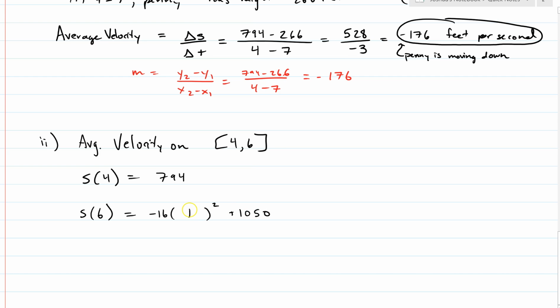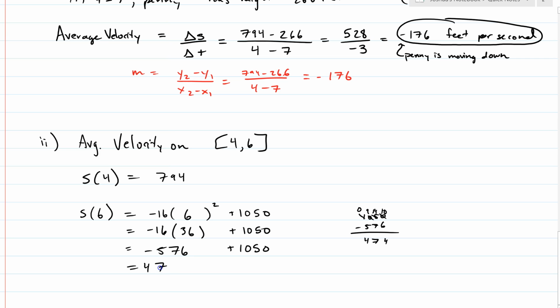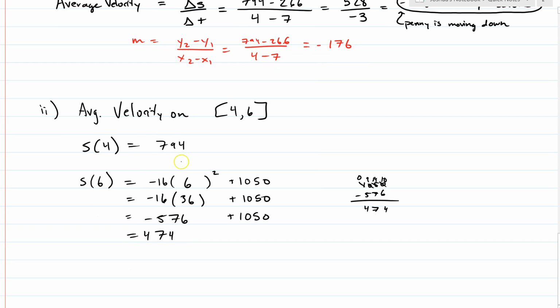So this is our position function, negative 16t squared plus 1050. So we plug in the 6. Let's replace t with 6. And this is negative 16 times 36 plus 1050. That's negative 576 plus 1050. And then if I subtract these two together, let's see what I get. 474 feet above the ground. So at 6 seconds, we're at 474 feet above the ground.